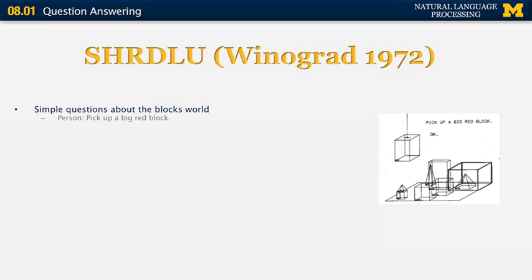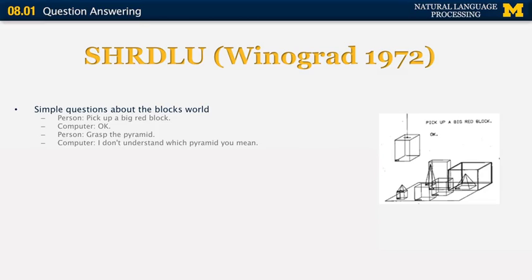So here's a sample dialogue. The person says, pick up a big red block. And the system says, okay. So that means that it understood correctly that there is only one big red block available, and it was able to find it and move it. The next thing that the person says is, grasp the pyramid. Now the computer says, I don't understand which pyramid you mean. So in the context of this dialogue, there may be multiple pyramids, and the computer needs a little bit more context.